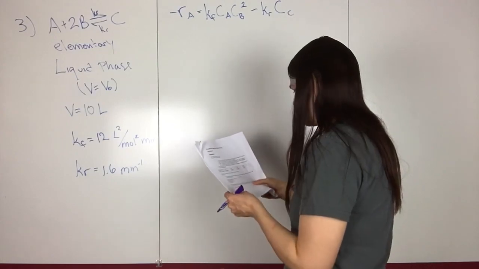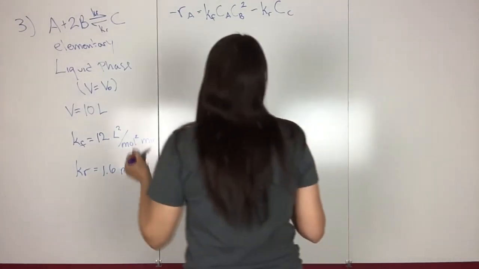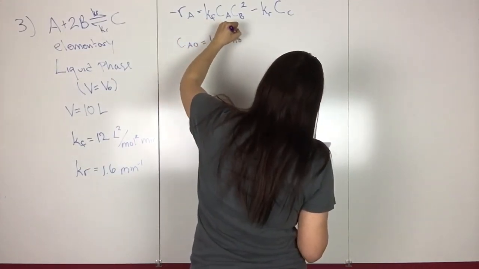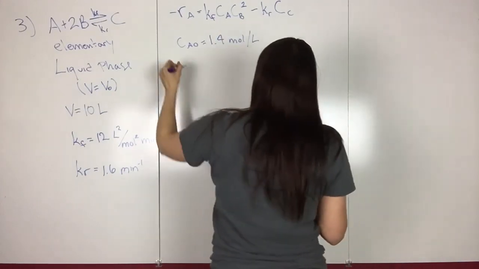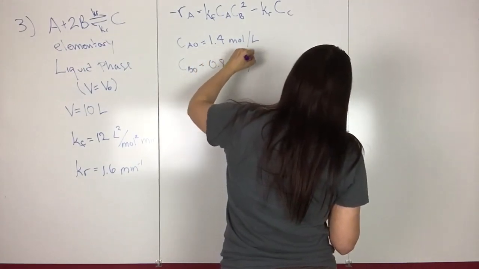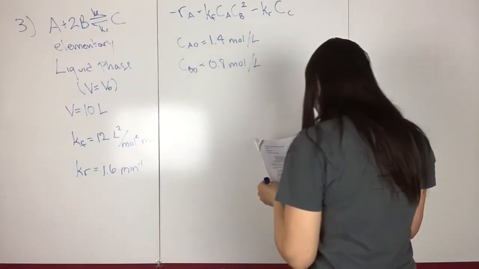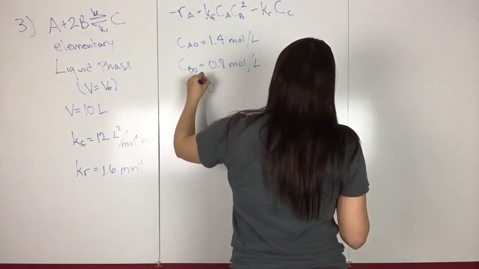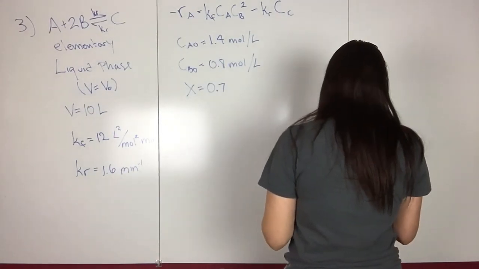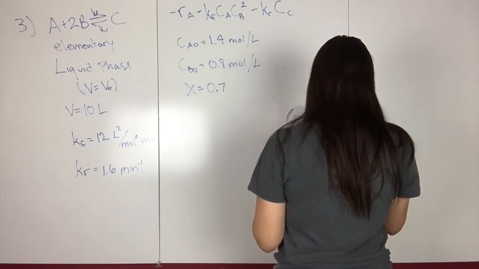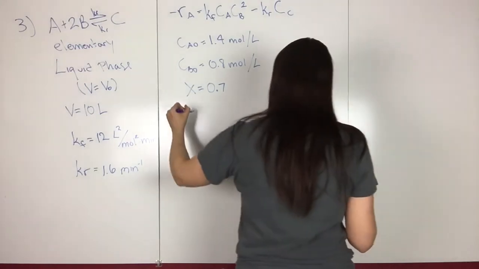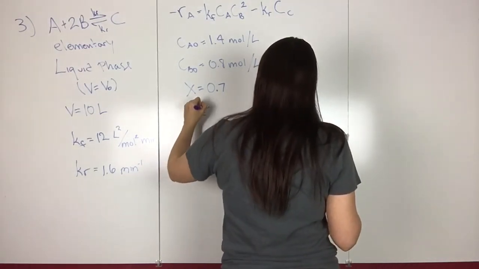It tells us the concentration for the feed streams, so we know that CA naught is equal to 1.4 moles per liter. CB naught is equal to 0.8 moles per liter. And then it says that X is 0.7, and it wants to know what the volumetric flow rate is if 70% conversion of the limiting reactant is achieved. So we want to know V naught.